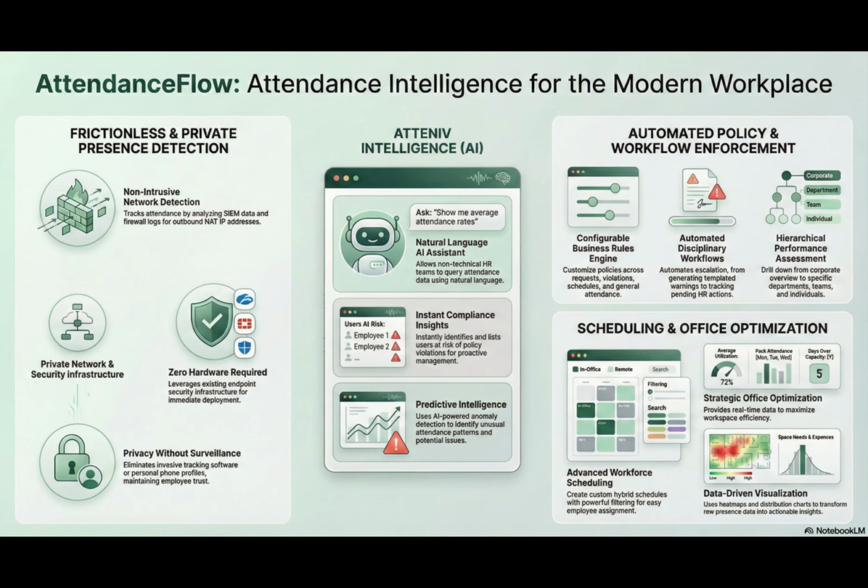All of this is supported through a deeply integrated AI feature called Atteniv Intelligence, which is an AI-powered chat assistant that allows managers and HR teams to use natural language questions such as, what is the average attendance rate for all offices, to gain instant data-driven insights.